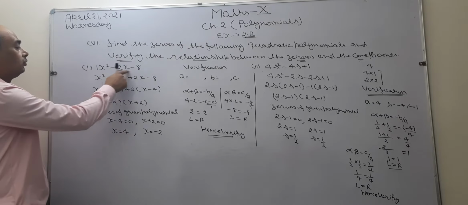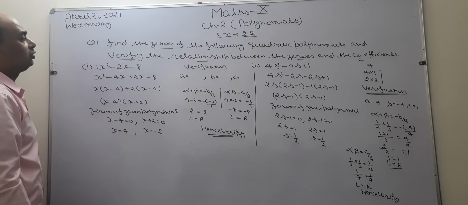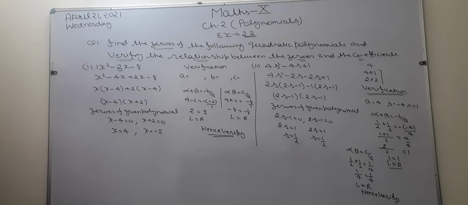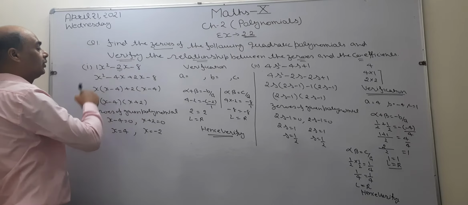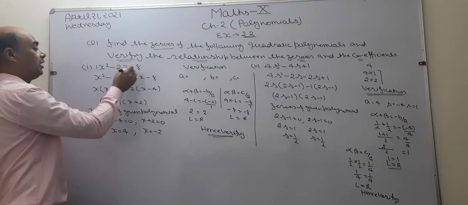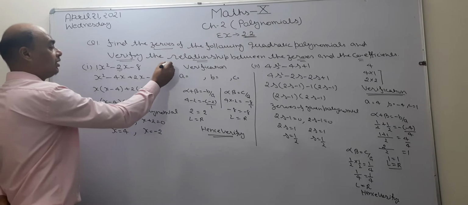Now I am going to solve. We have to find the zeros of this polynomial. I am going to use splitting the middle term. By splitting the middle term, I am going to solve this polynomial. What is the method? We have to multiply first and last term. What is the first term? 1. What is the last term? 8. 8 ones are 8.